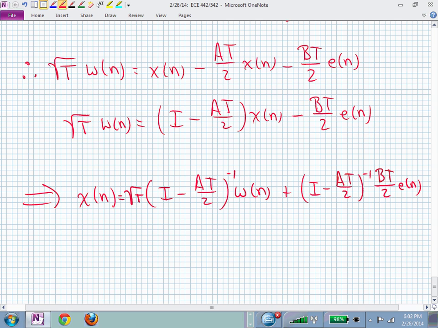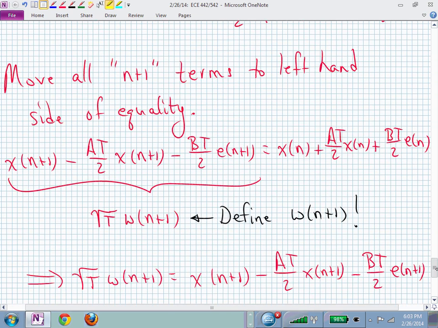Now what I want to do is use this x of n in those two places in this equation. I now have the square root of t, w of n plus 1, is equal to the quantity I plus at over 2 times x of n plus bt over 2 e of n. But I have an expression for x of n.